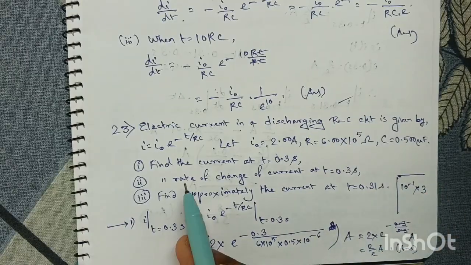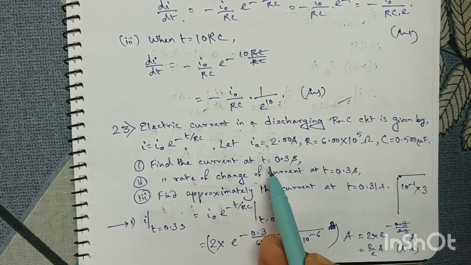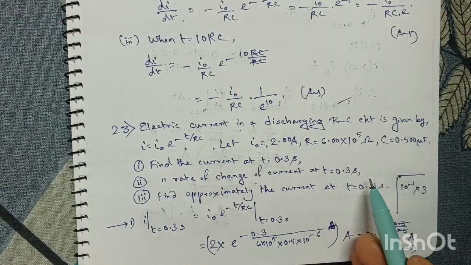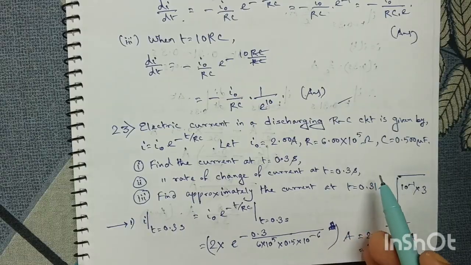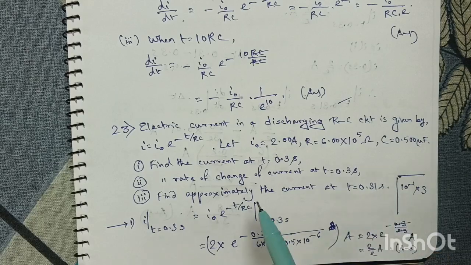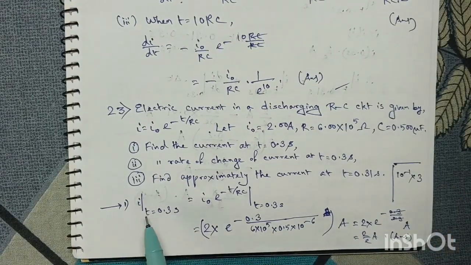We have to find the current at t is equal to 0.3 second. We are also asked to find the rate of change of current at t is equal to 0.3 second, that is dI/dt at t is equal to 0.3 second, and find the approximate value of the current at t is equal to 0.31 second. So let's tackle the first question.